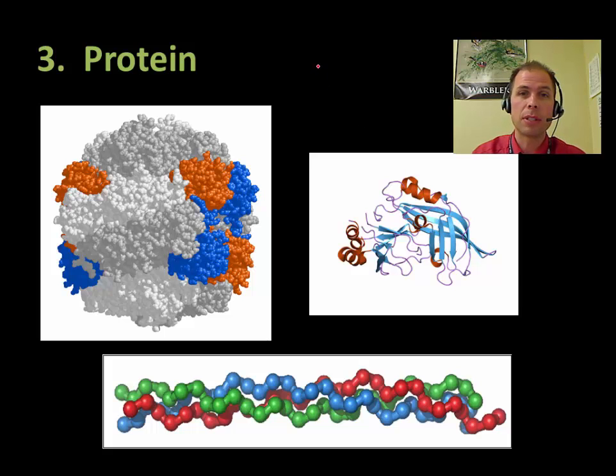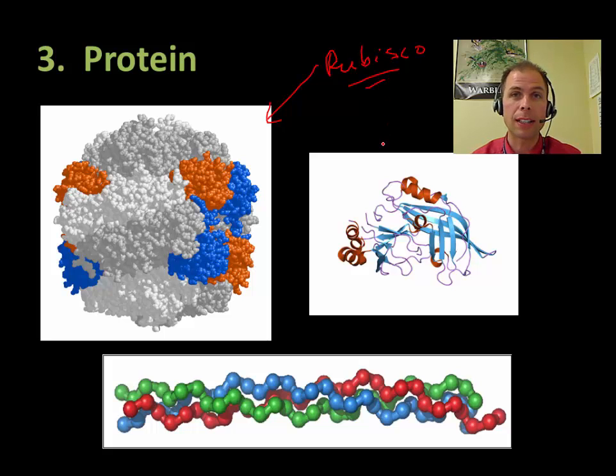Here, for example, we see what's thought to be the most abundant protein on Earth, this protein called rubisco, which plays a role in the fixation of atmospheric carbon dioxide into a form that can be not only generated and made by plants, that being glucose, but also passed along through the food chain.